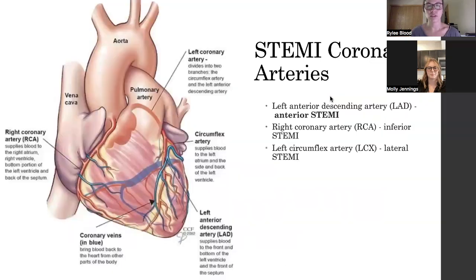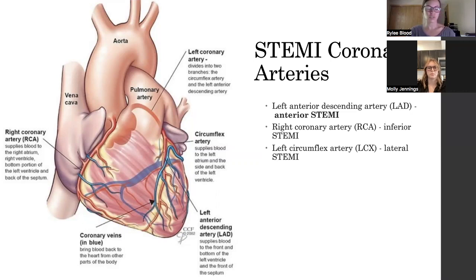Okay, here is a clearer picture of the coronary arteries on the heart. As we talked about earlier, the left anterior descending artery is here, this one here, and it goes all the way down into this left ventricle. It supplies blood to the front and to the bottom of the left ventricle, and this is why if it's not properly perfusing the left ventricle, it causes the cardiogenic shock.